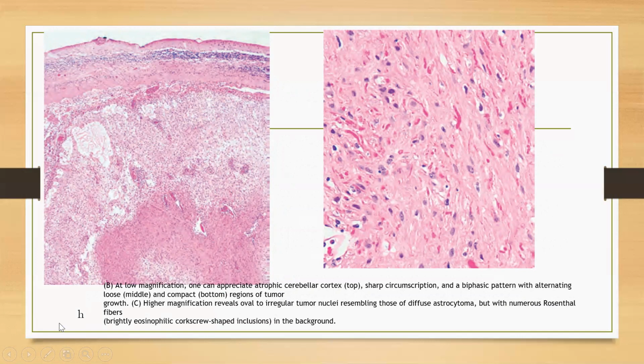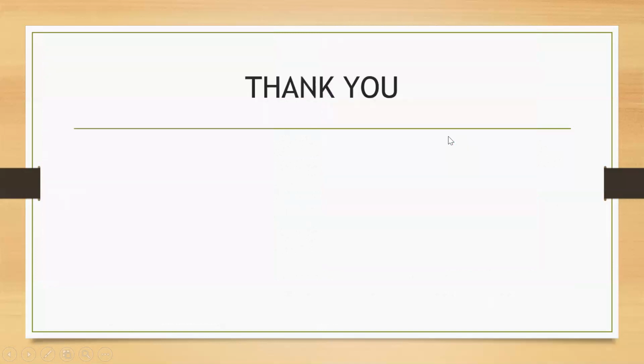You can see here, at low magnification, one can appreciate atrophic cerebellar cortex on top, sharp circumscription, and a biphasic pattern with alternating loose and compact regions at the bottom. High magnification reveals oval to irregular tumor nuclei resembling those of diffuse astrocytoma, but with numerous Rosenthal fibers, brightly eosinophilic cork-shaped inclusions in the background. So these are all about astrocytoma.